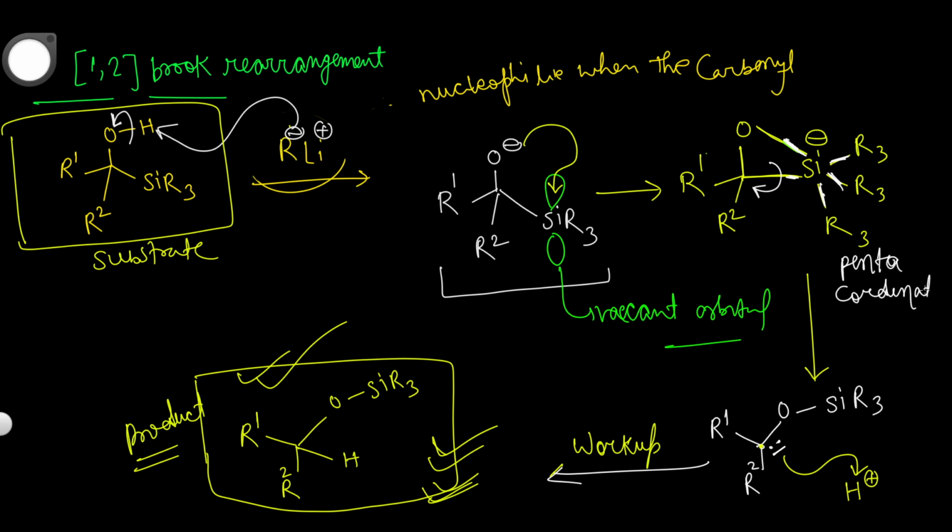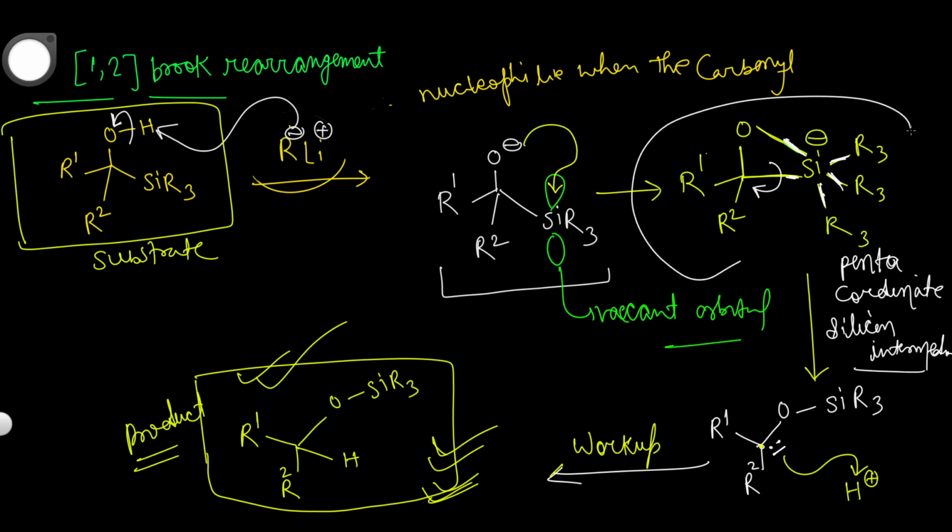Pentacoordinate silicon intermediate. Okay, this whole molecule is a pentacoordinate silicon intermediate, right? And this is all the mechanism of this reaction of this 1,2 Brook rearrangement.